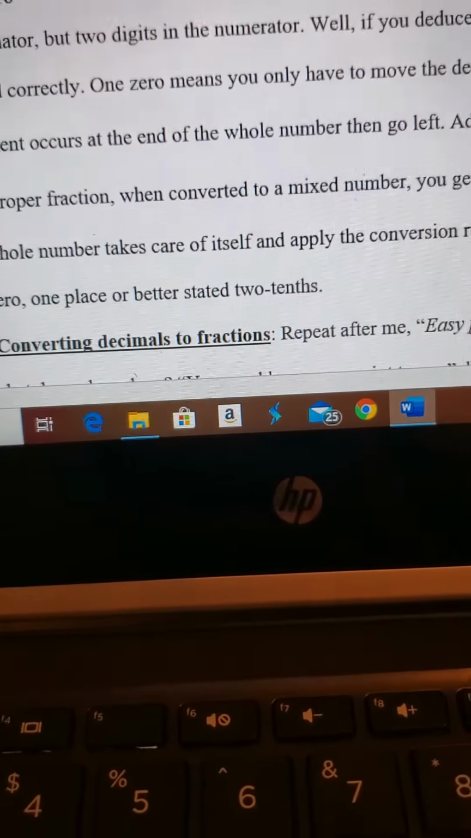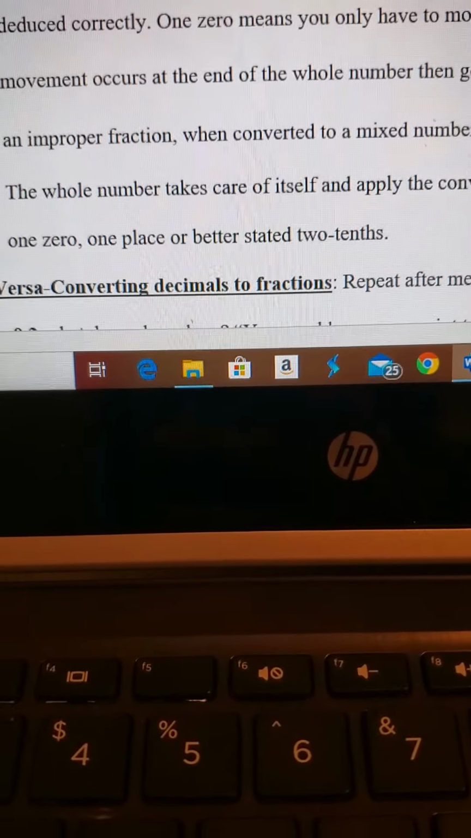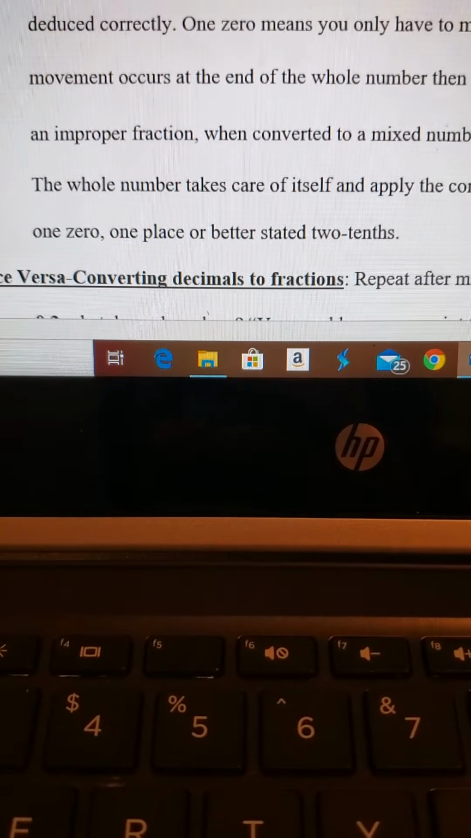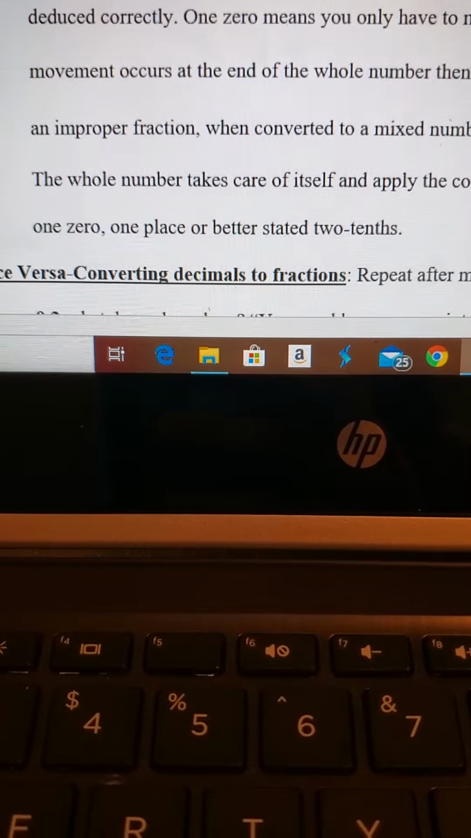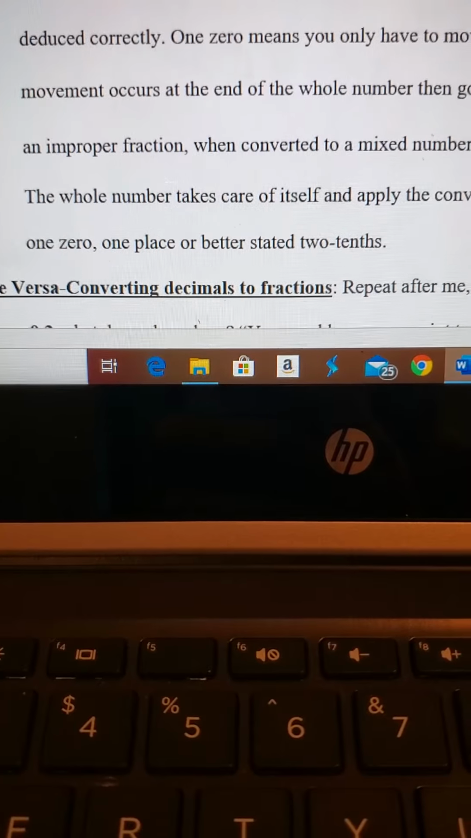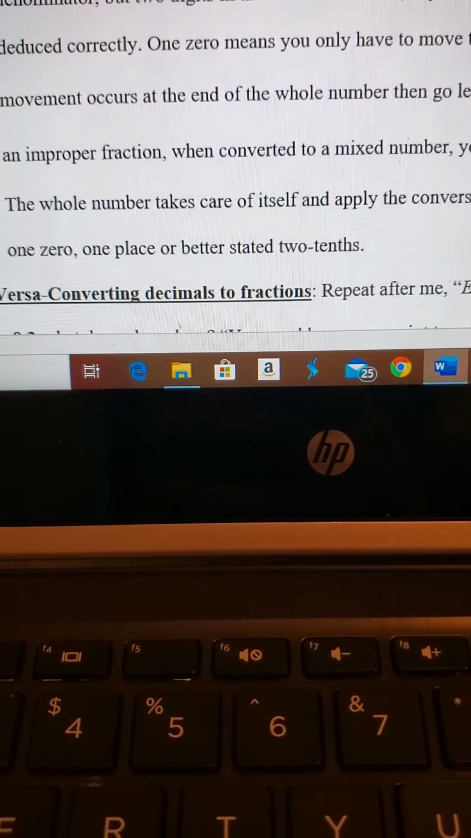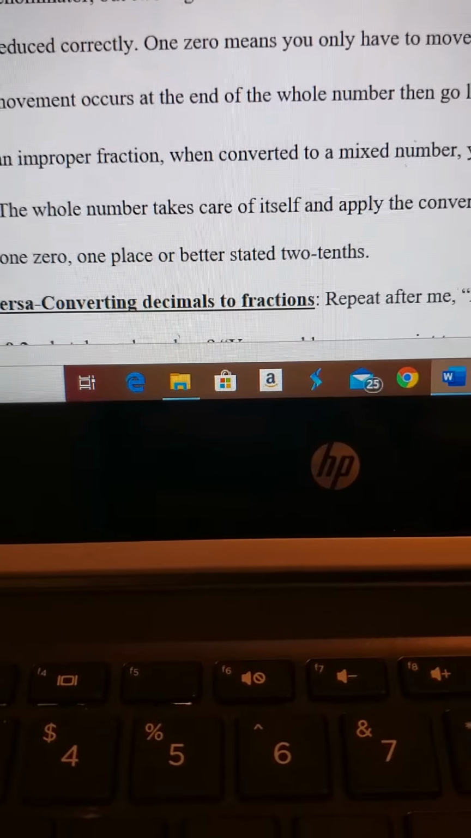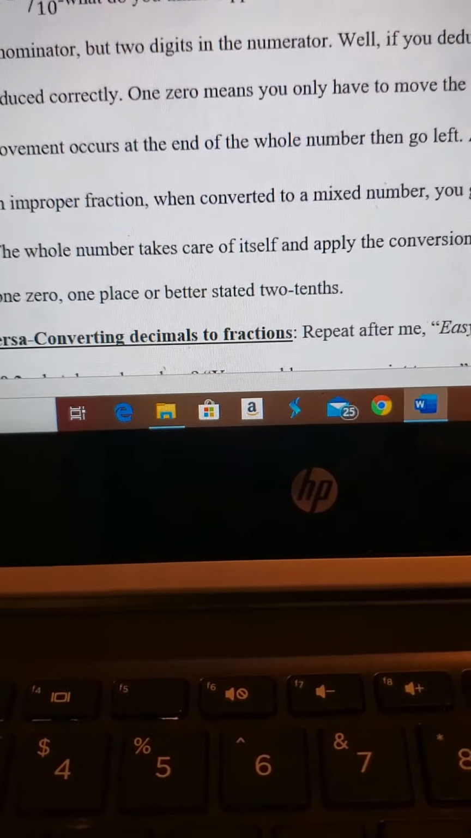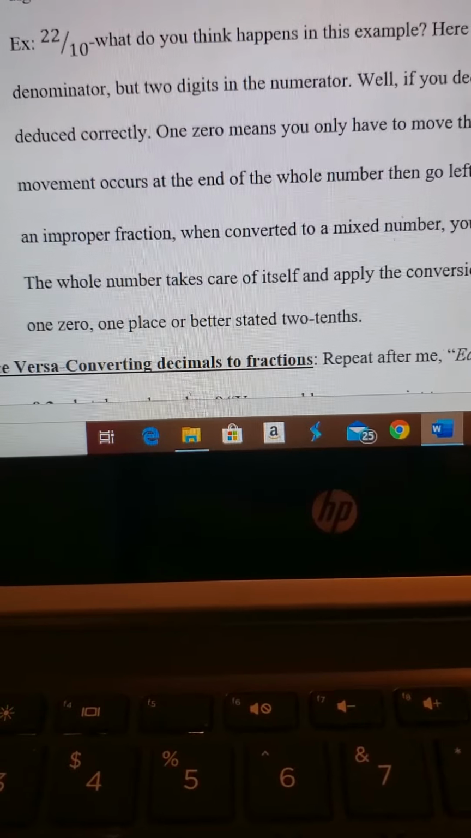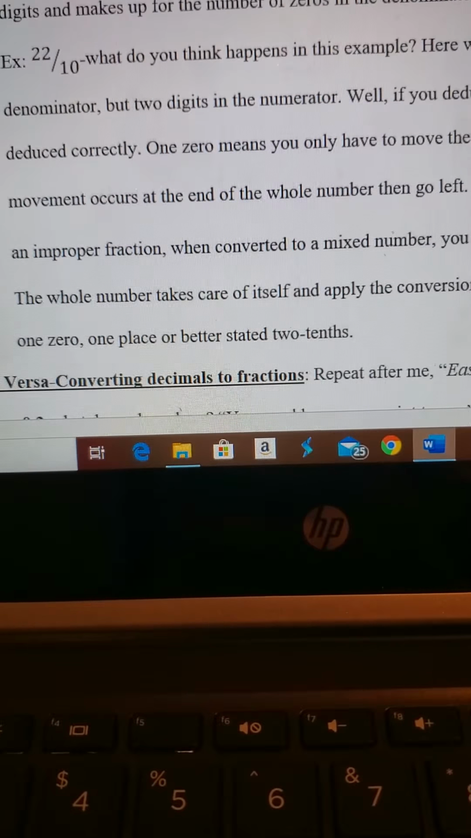So I'm just reading my notes. Hopefully you guys are following along with my notes. Again, this is my spring semester class. I'm talking about converting fractions to decimals, but it's a special case. It's where your denominators are exponentially increased by 10, 100, 1,000, etc.